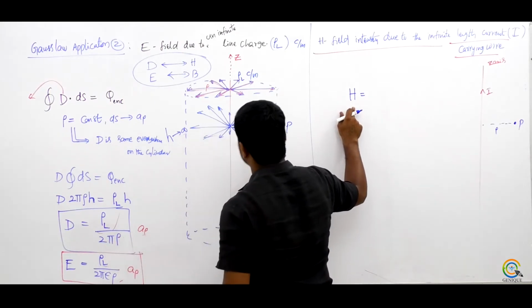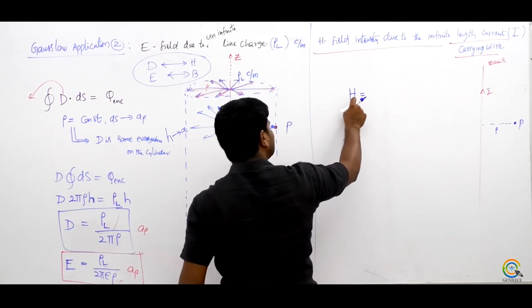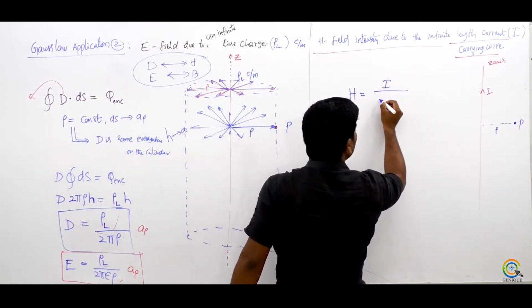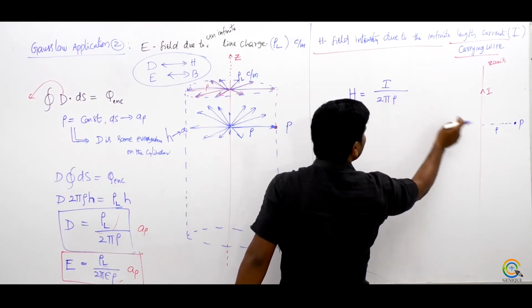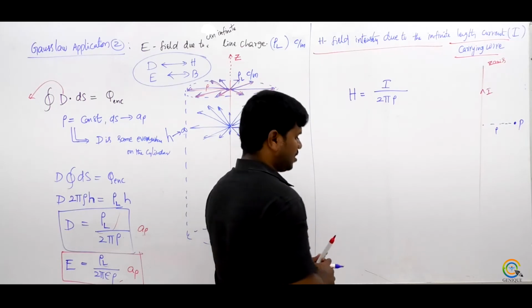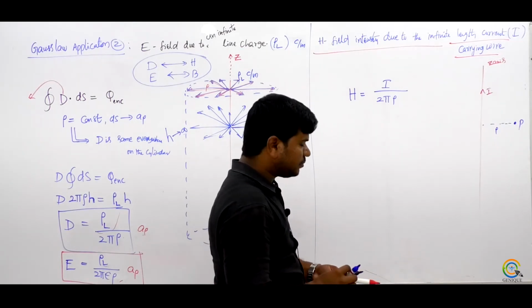Rho means the radial distance. Here also, H is equal to, what is the current? The current here is I divided by 2 pi rho. Rho is the radial distance to the point. It's very simple.